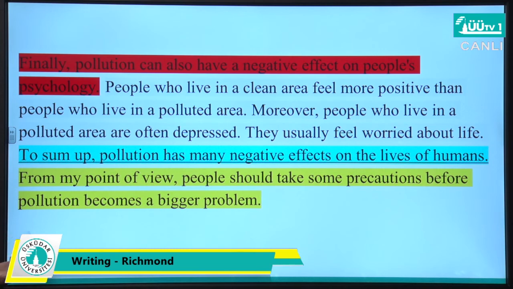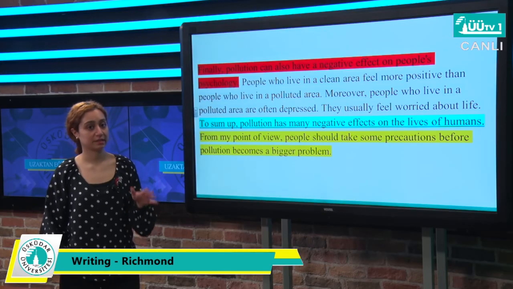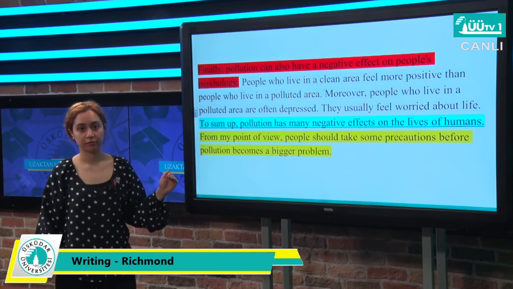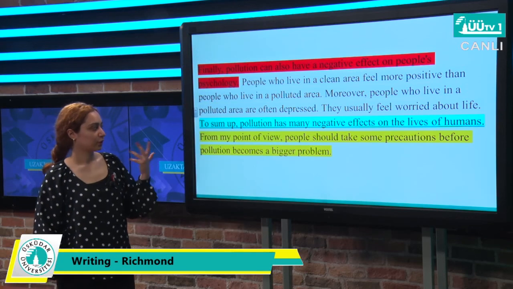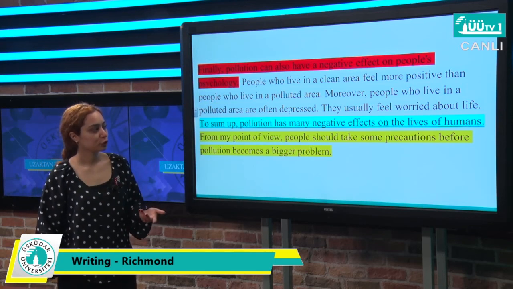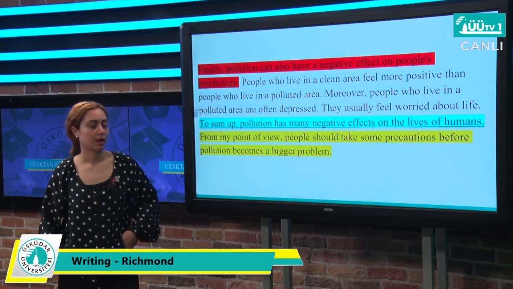And after that, we conclude our paragraph with restating the idea, like pollution has many effects on the lives of humans. It means has many negative outcomes, not the reasons. Please don't forget this, not the reasons, the results. And after that, we are finishing our paragraph with a final thought. We say, from my point of view, I think people should take some precautions before pollution becomes a bigger problem.